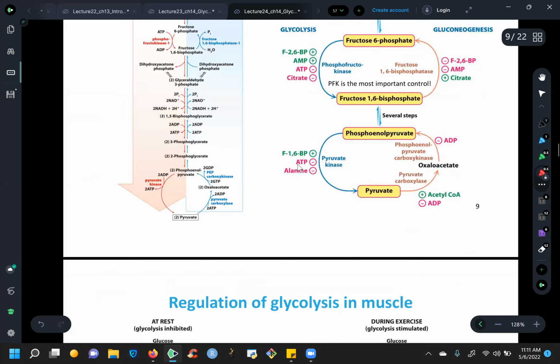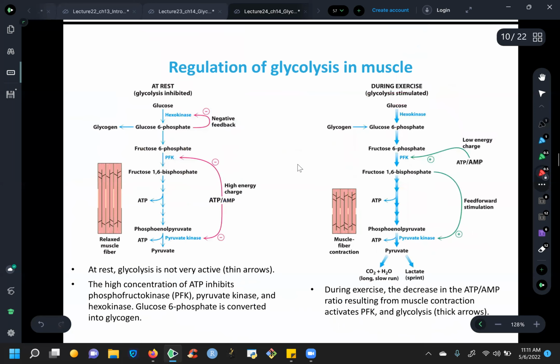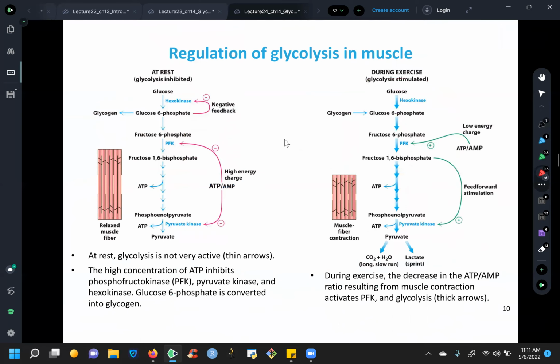Okay, where are we? Regulation of glycolysis in muscle. So at rest and then during exercise. Let's look at the at rest. At rest glycolysis is not very active, so you're not breaking down glucose at rest. The high concentration of ATP inhibits phosphofructokinase, pyruvate kinase, and hexokinase. Glucose 6 phosphate is converted into glycogen.